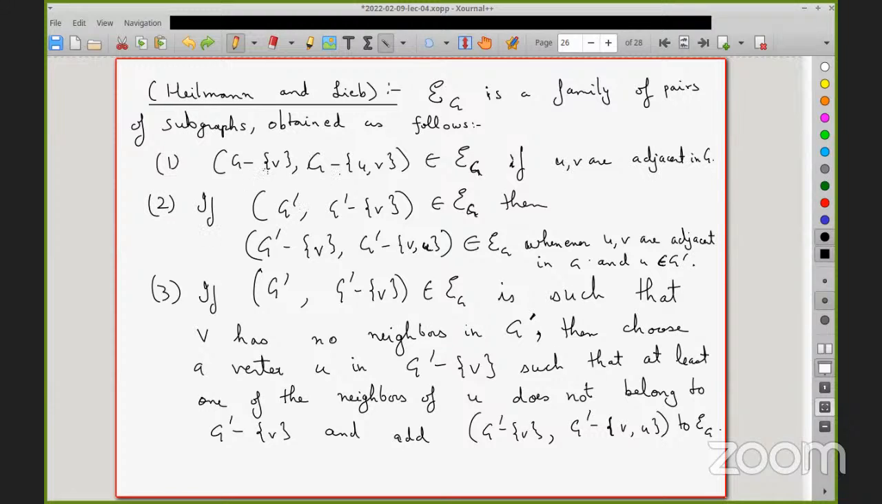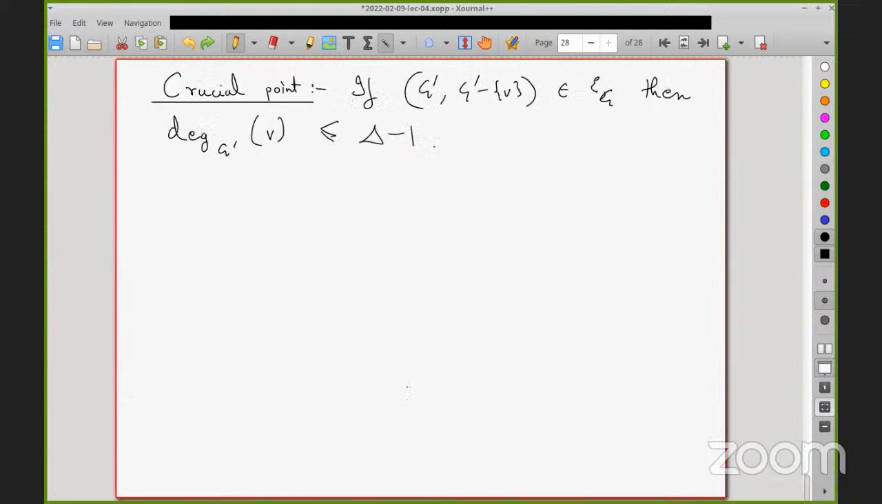Let's look at the first thing here. G' is G minus v, and I'm removing u from G'. But I'm only allowed to remove u if u was adjacent to this v, in the neighborhood of v. So delta minus 1. Similarly here, and similarly here, only if it's in the neighborhood. Correct.